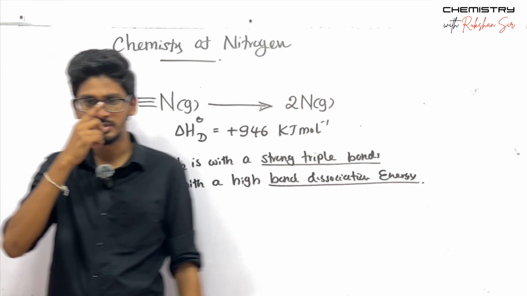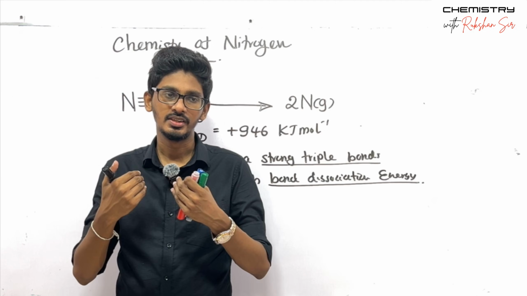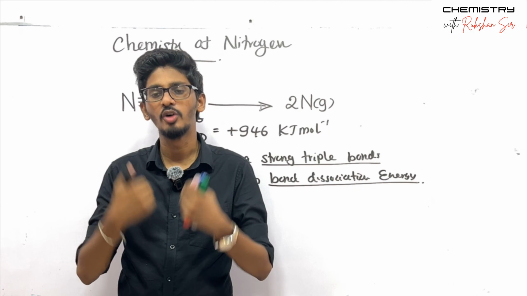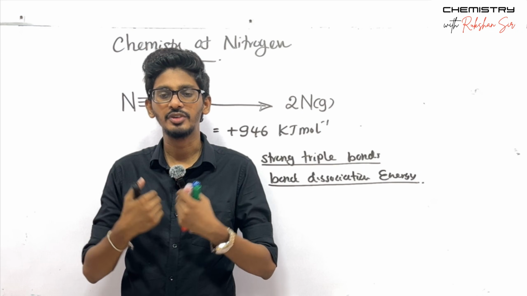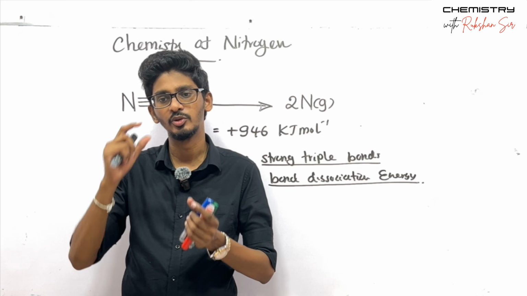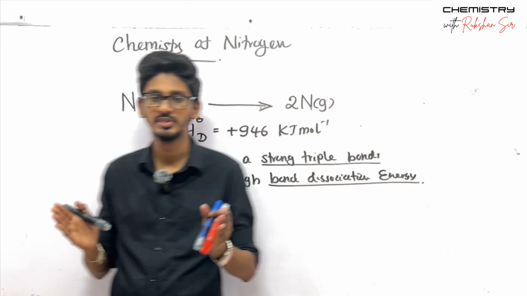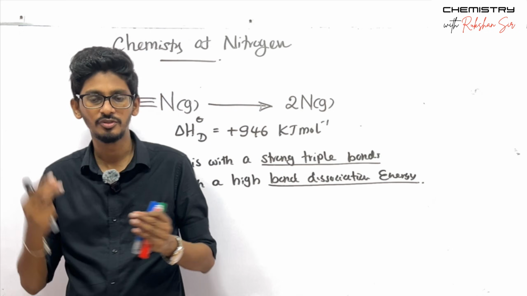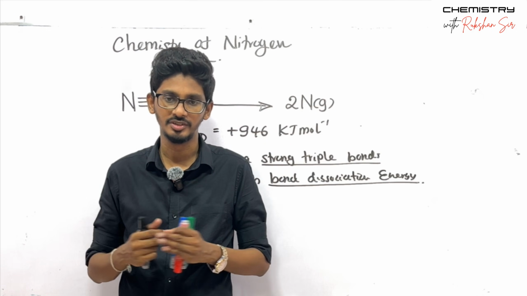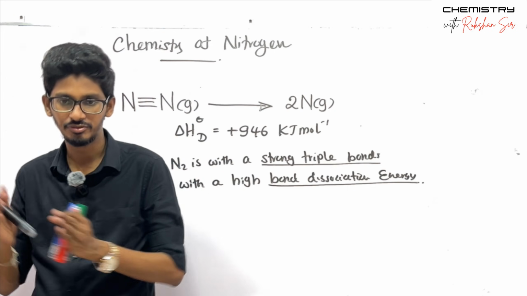Nitrogen is very special in a sense, right? It is able to show all the oxidation states available in the group. So when it comes to group 15, -3 to +5 is the oxidation state range. So nitrogen is capable of showing all the oxidation states inside that range, -3 to +5. That is very special. We are not observing that kind of thing with other elements.